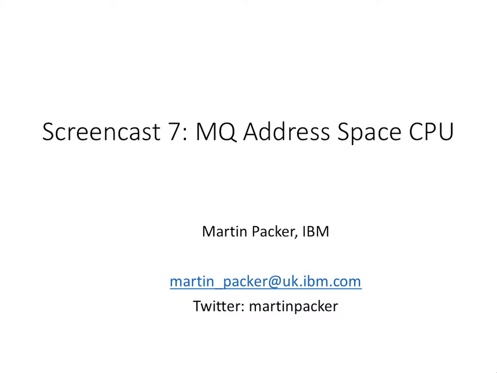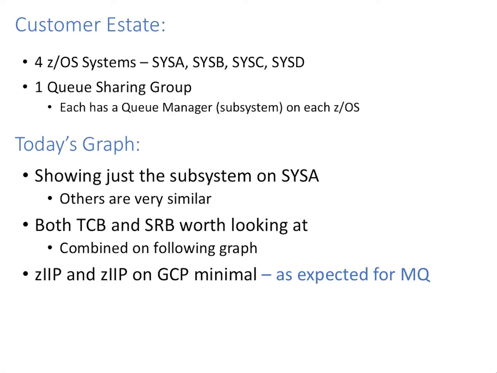So this is Screencast 7, MQ address space CPU. And we're looking still at the same customer estate. Just to recap, 4 z/OS systems. Now, 1 queue sharing group in production, and each z/OS has its own queue manager, or as I tend to refer to them, subsystem. And they share the queues, of course.